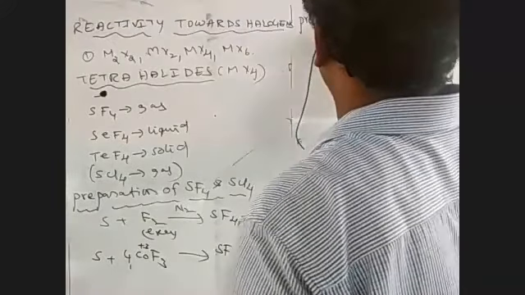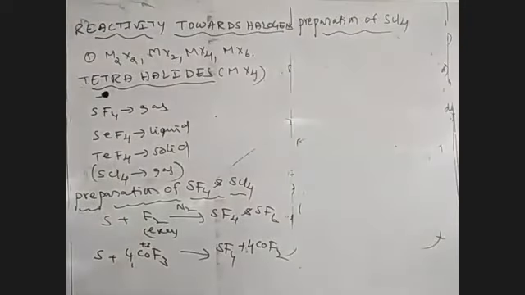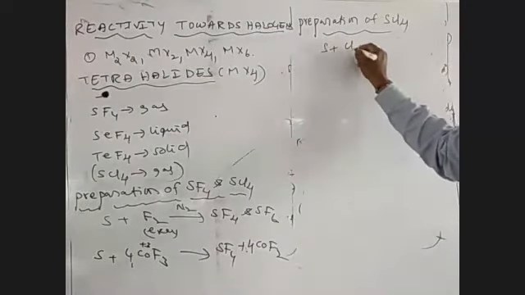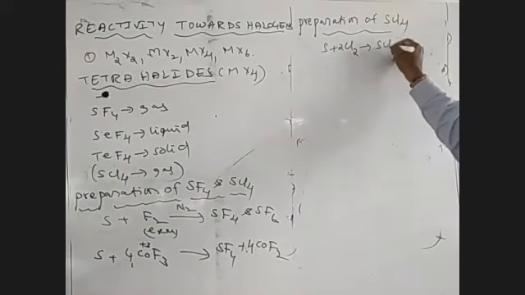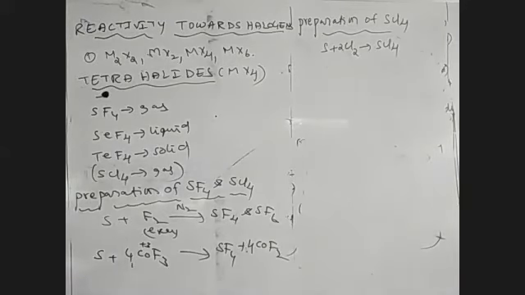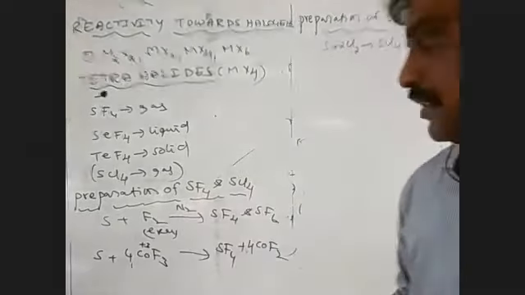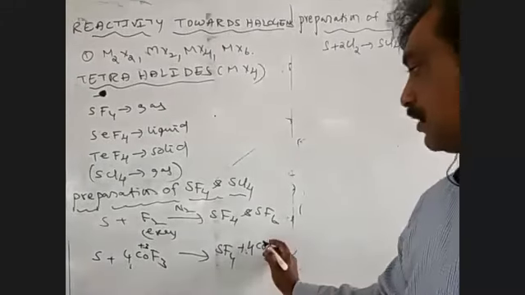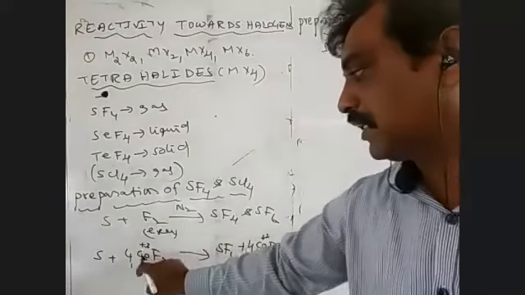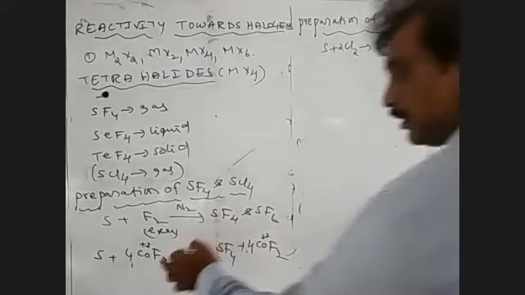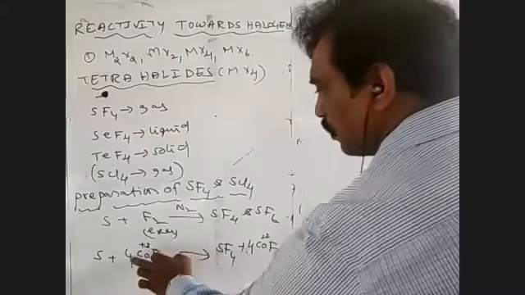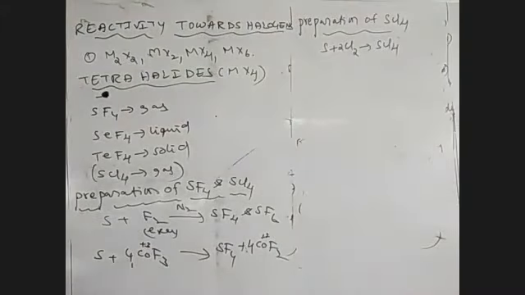The preparation of SCl4, sulfur tetrachloride. SCl4 can be prepared when sulfur reacts with excess chlorine. First, sulfur reacts with chlorine to form sulfur dichloride, SCl2. SCl2 again reacts with chlorine to form SCl4, sulfur tetrachloride. Here, in the preparation of SF4, cobalt trifluoride participates in a reduction reaction, so it acts as an oxidizing agent. Cobalt goes from +3 to +2, it decreases, undergoing reduction. Therefore COF3 acts as an oxidizing agent.